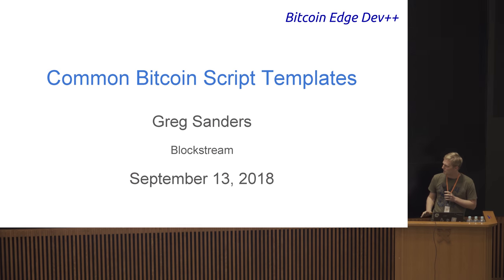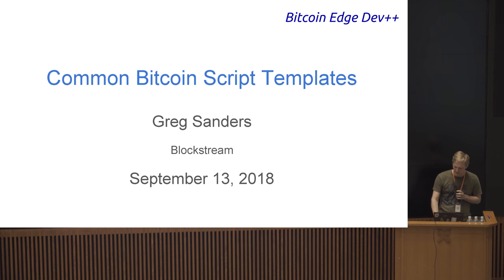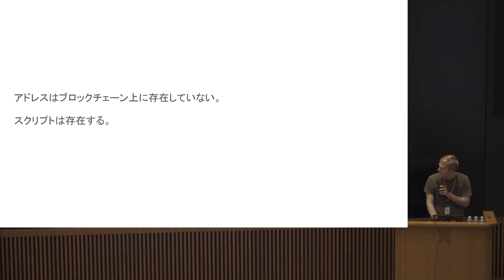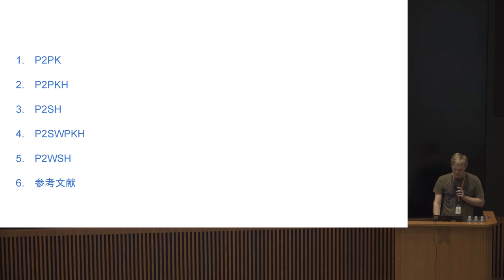This is a talk explicitly just about the various script templates in Bitcoin used today. As John and I think Akio have mentioned, addresses do not exist on the blockchain, but scripts do. So that's just one point that's already been mentioned a few times. And you've already seen these templates. Just going to go through it one more time with a few more facts and ideas.